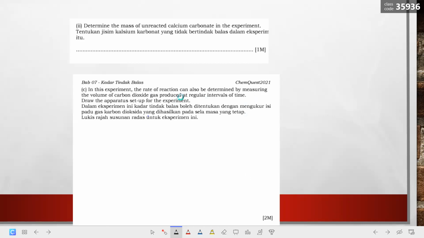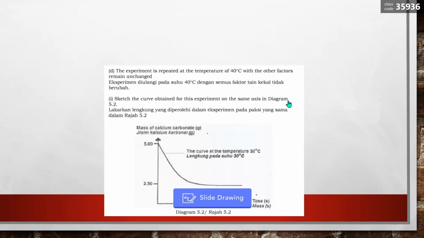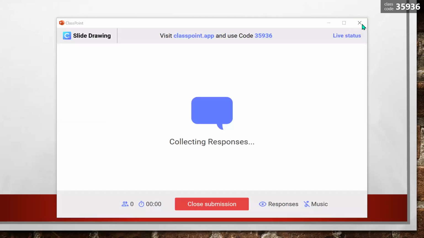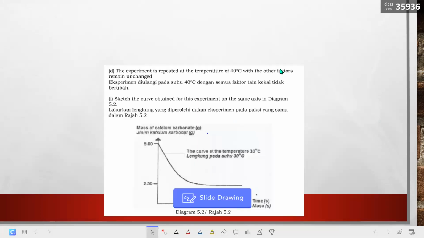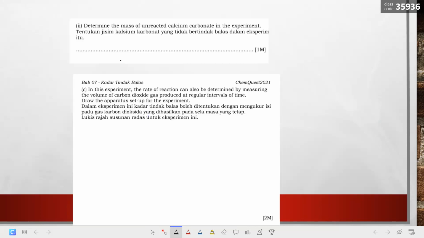Teacher won't waste time. Okay, I repeat this experiment. Now I repeat the experiment at 40 degrees Celsius and every other factor remains unchanged. Initially it was 30 degrees Celsius. Now I go to 40 degrees Celsius.